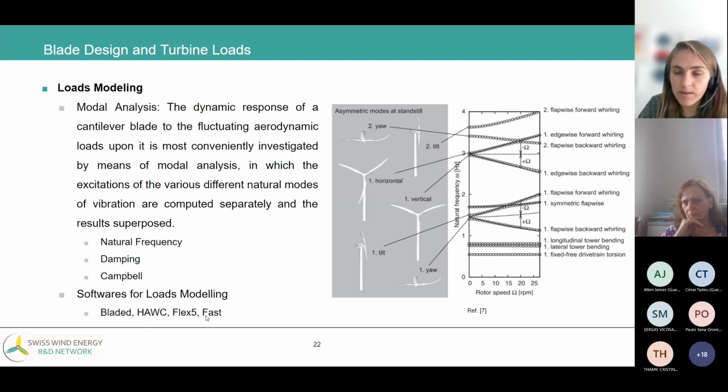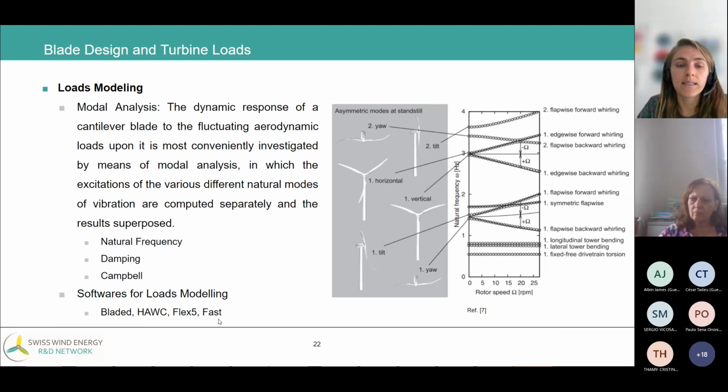FAST is open source, so if you ever want to try it, you can download a couple of models and run them on your computer and see if you can get results. Also, there are some models from FAST to MATLAB. Then you can, for example, have a rotor and try to model a tower. So if someone wants to get into loads modeling, it's possible.